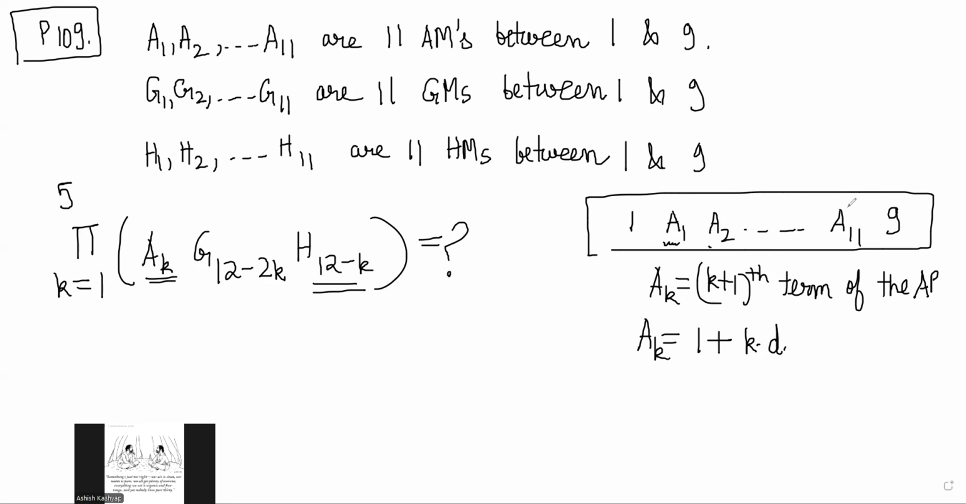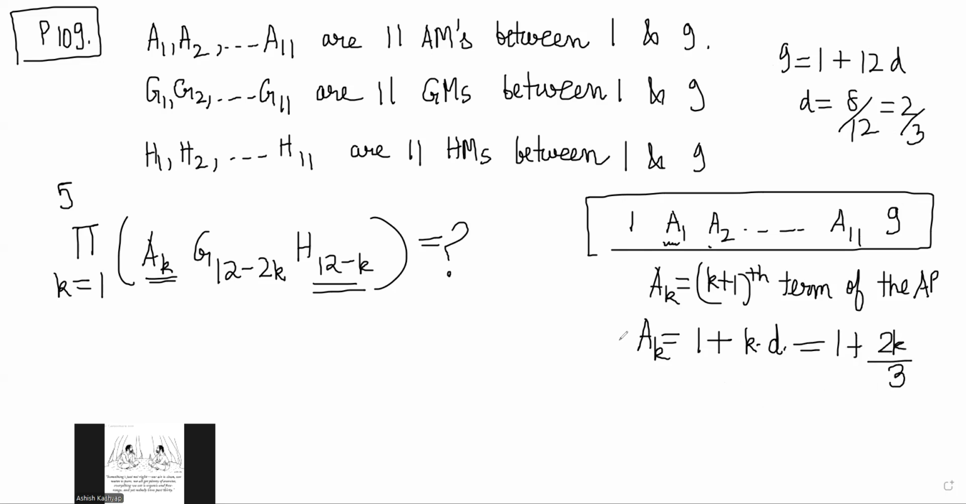And we can find out the common difference of this AP because we know that there are 11 and 2, 13 terms in this AP, and the first term is 1, the last term is 9. So 9 is equal to 1 plus 12 times D. So you're getting D is equal to 8 by 12 or 2 by 3. So the common difference is 2 by 3. So we have 1 plus 2K by 3. That is my AK, right? So we have found our AK. AK is coming out to be 2K plus 3 by 3.